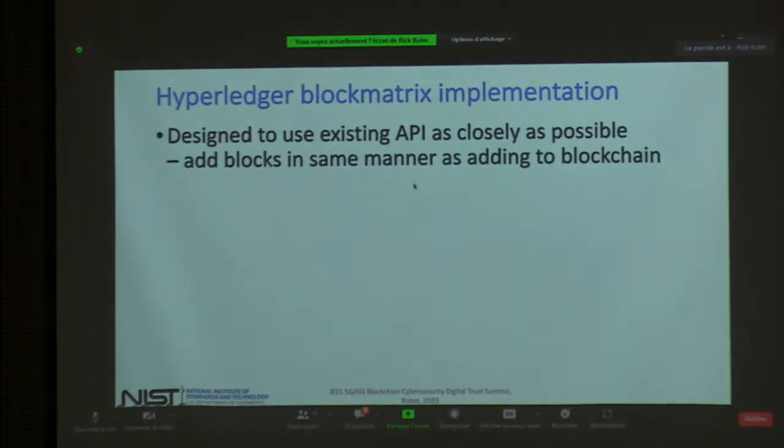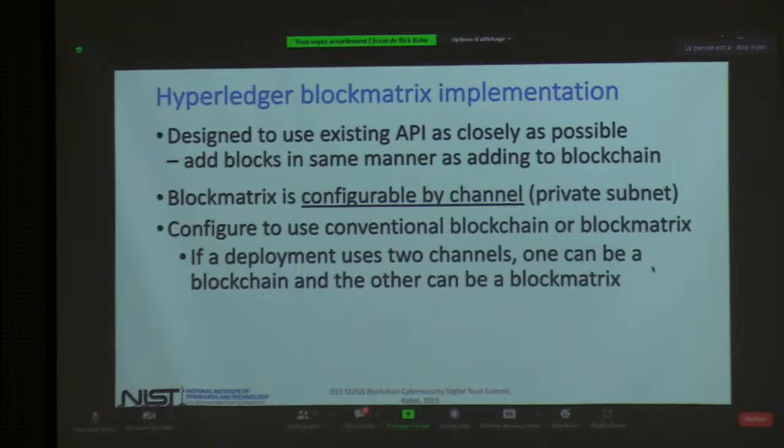So this is designed to use the existing Hyperledger API as closely as possible. You can add blocks in the same way that you would using Hyperledger. And they're configurable by channel.